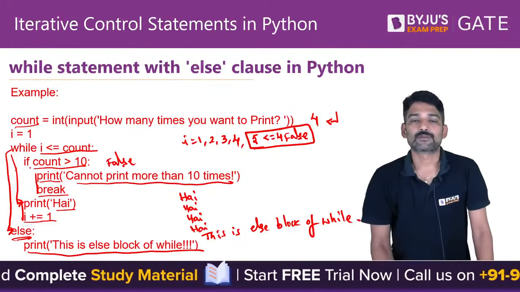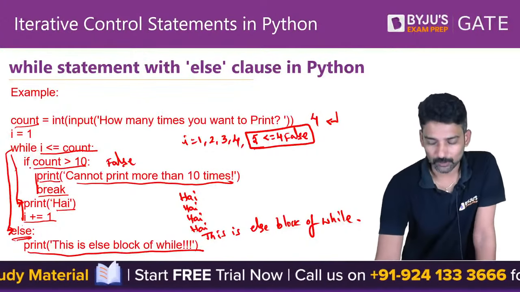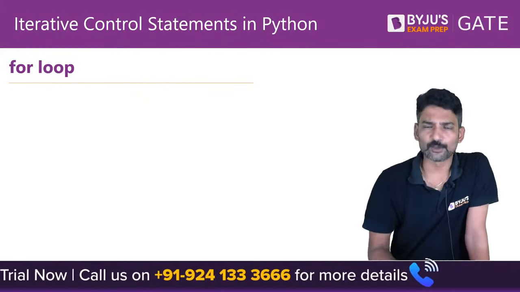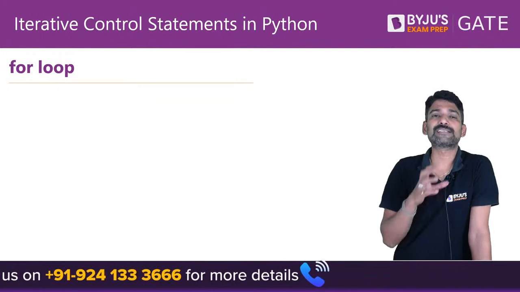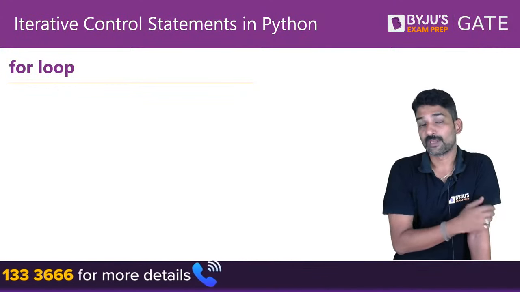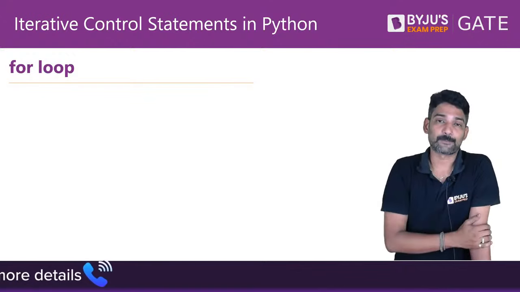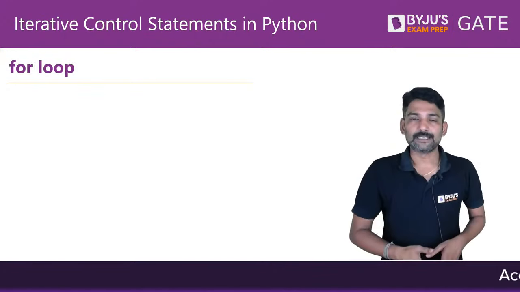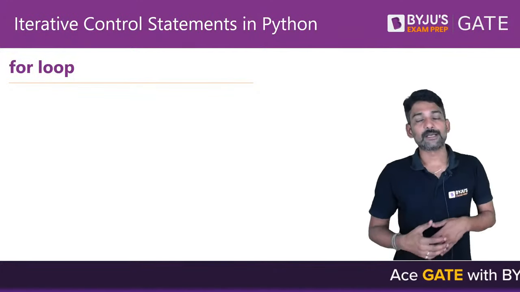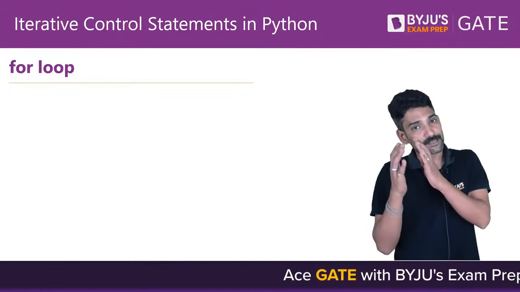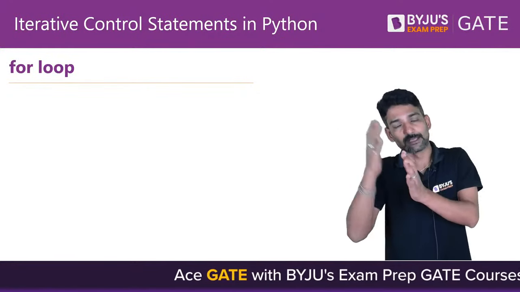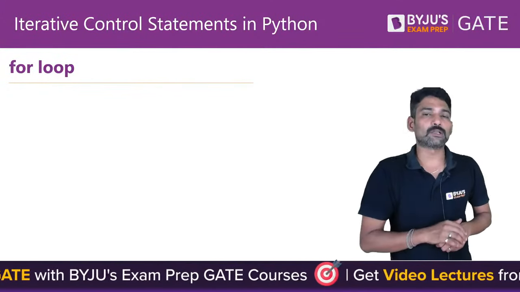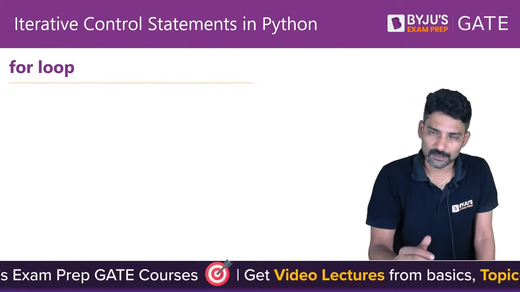Yeah, so while with else is understood. Now the next iterative control statement is for loop. For loop, guys, will not follow the syntax of the other languages. Here for can be used in many ways. For can be used to print elements of the list, elements of the set, elements of the tuple, elements of the dictionary, elements of the string, elements in a range, elements in a range with steps. So we will see all those today in this class itself.